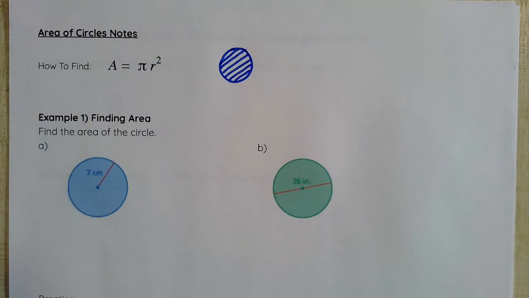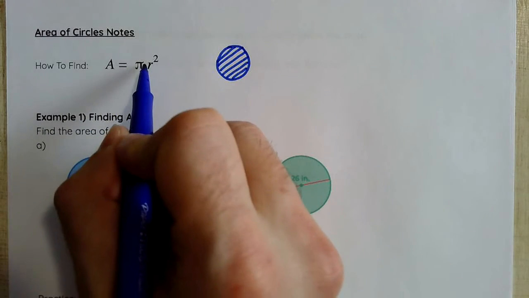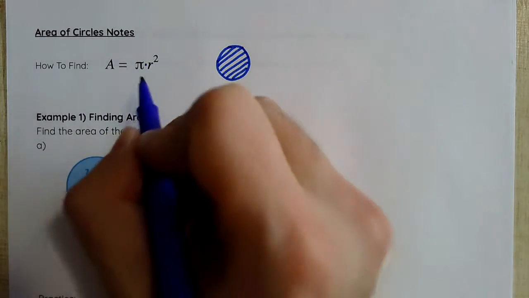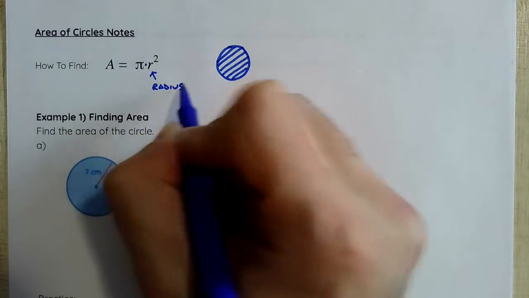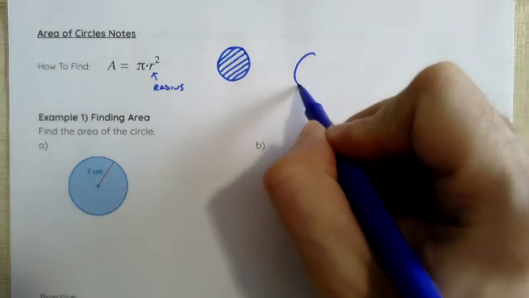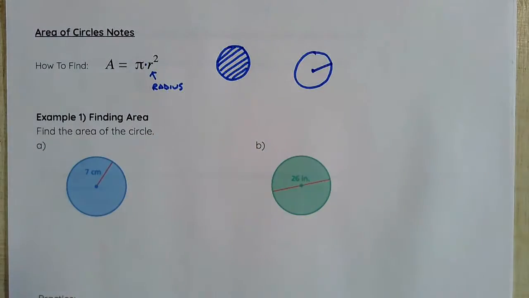We have a formula to find the area of a circle. The area is equal to pi times the radius squared. So a reminder that R stands for the radius. And the radius, as a reminder, is the distance from the center of the circle to a point on the circle. So we're talking about the radius.